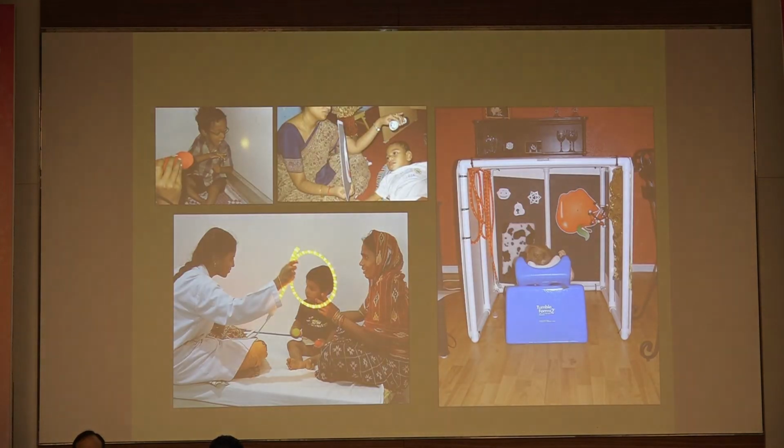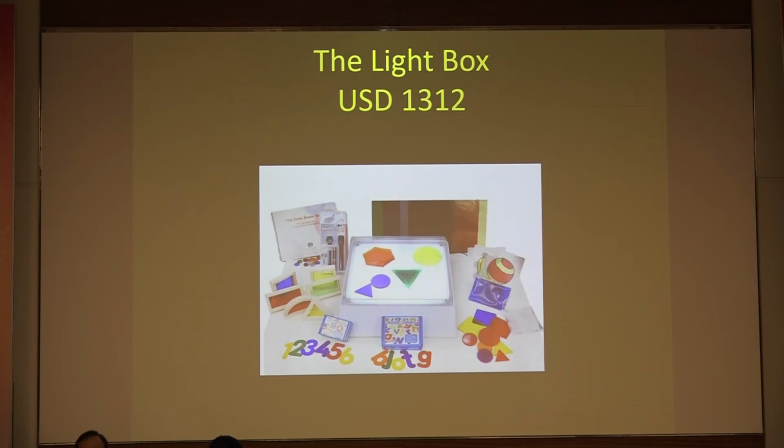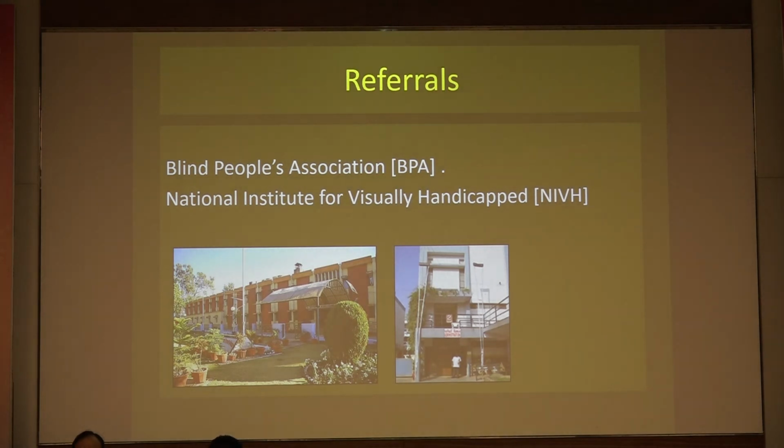And these are a few pictures to show you how this is done, how a light is projected and a child taught how to appreciate light and the direction of light and shape of light. And this is a light kit which you can obtain from US, very expensive. I don't have it in my clinic. We don't do it. What we do is the most simple thing. If we have identified a child with profound visual loss, we refer them to specialists. And for me, that is the National Institute of Visually Handicapped in Dehradun or the Blind People's Association in Ahmedabad.